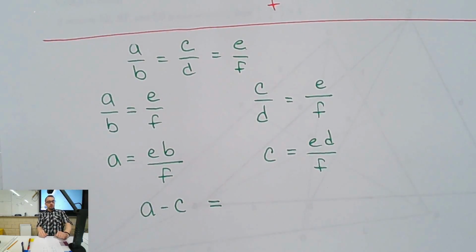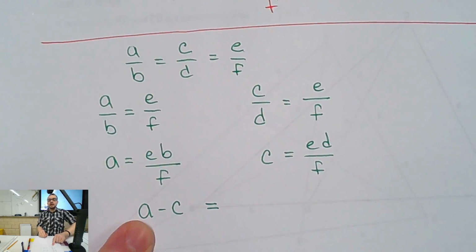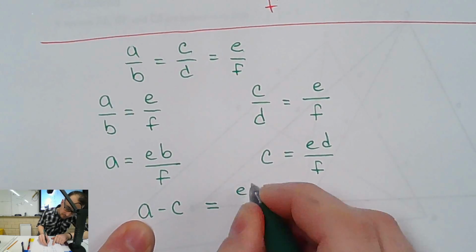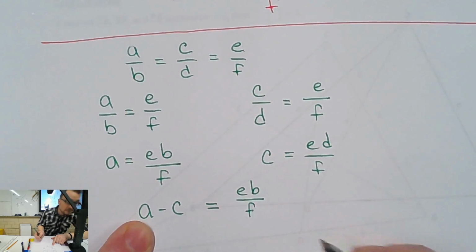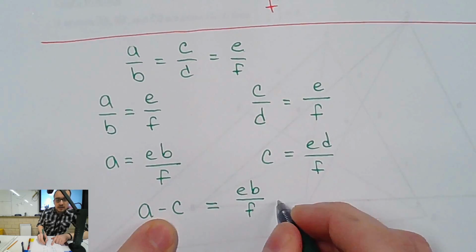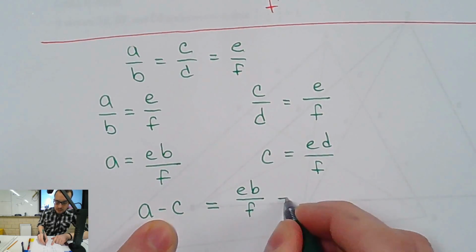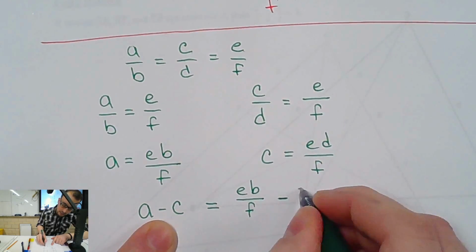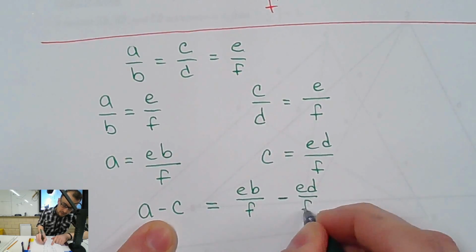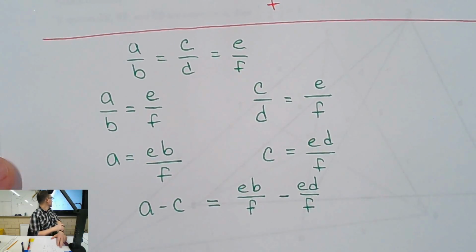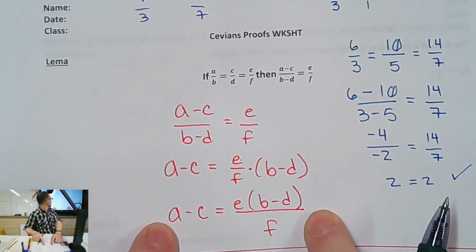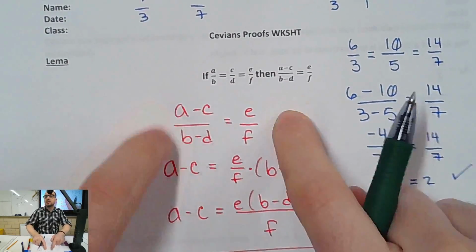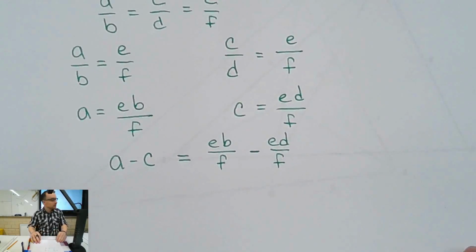So I'm going to write A minus C equals. Now, by substitution, what does A equal? What did we find out A equals? EB over F, right? Now I'm supposed to subtract that from it. What did we find out C equals? ED over F. Okay, remember, my goal is to get to here. Because once I get there, I can work backwards and get to what I want, right? So I'm here.